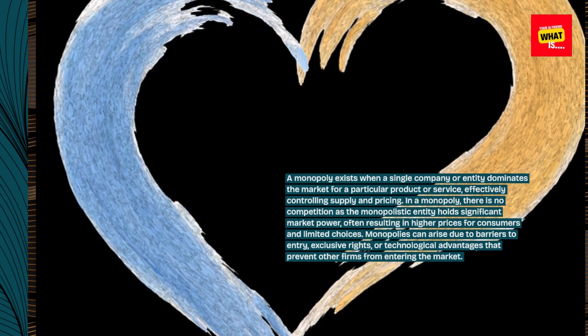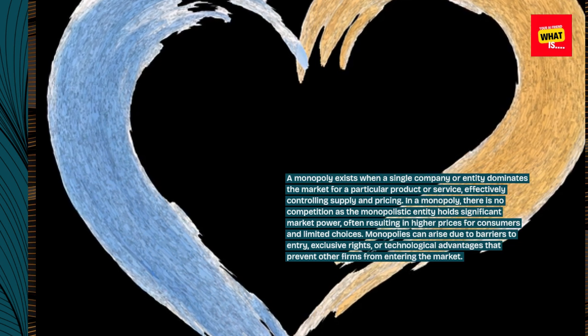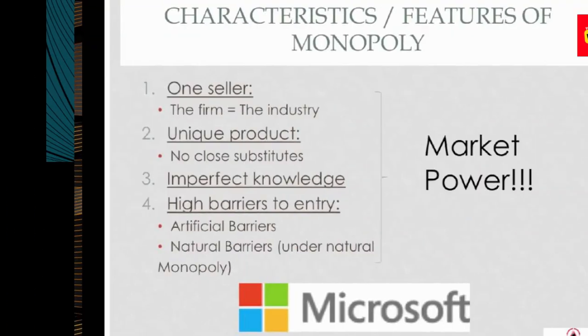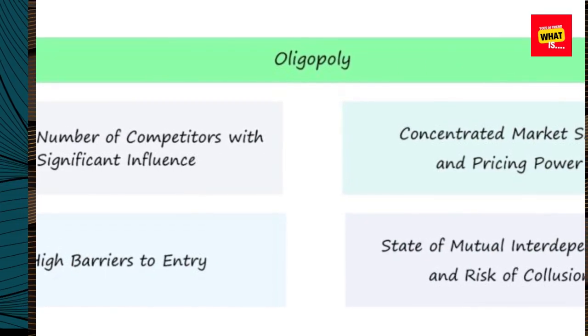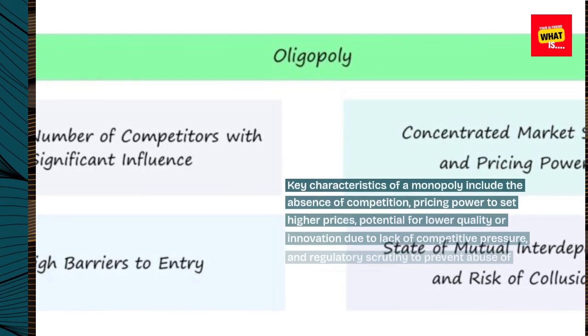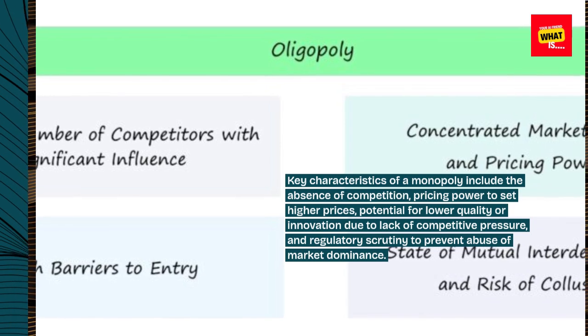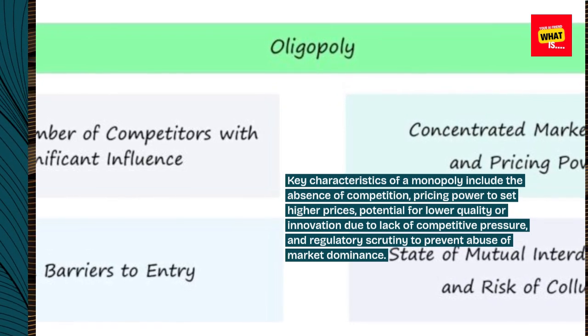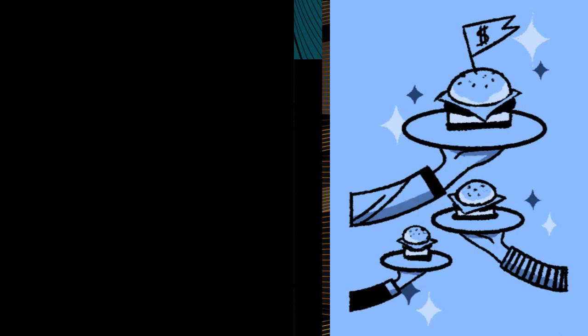Monopolies can arise due to barriers to entry, exclusive rights, or technological advantages that prevent other firms from entering the market. 2. Characteristics of monopoly. Key characteristics of a monopoly include the absence of competition, pricing power to set higher prices, potential for lower quality or innovation due to lack of competitive pressure, and regulatory scrutiny to prevent abuse of market dominance.